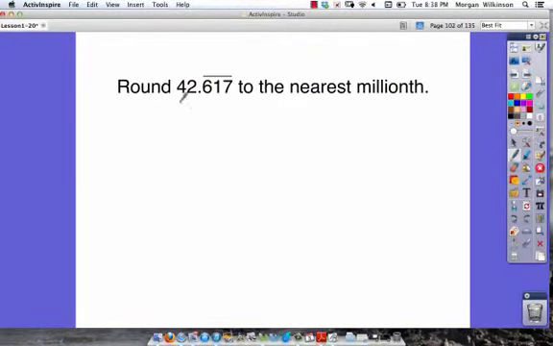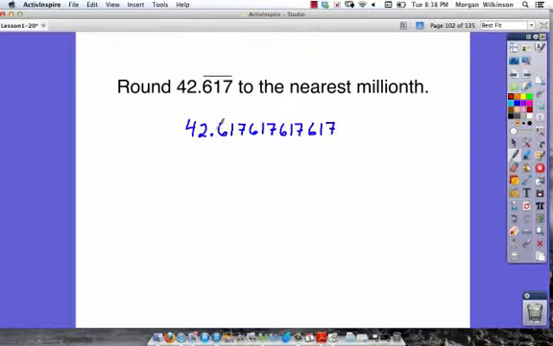Alright, we want to round 42.617 repeating to the nearest millionth. Now, remember this repeating bar. It means this is repeating. This is what repeats. So we're going to get 42.617, 617, and that pattern of 617 will just continue to repeat. And we could keep going as long as we like. We're going to stop here.